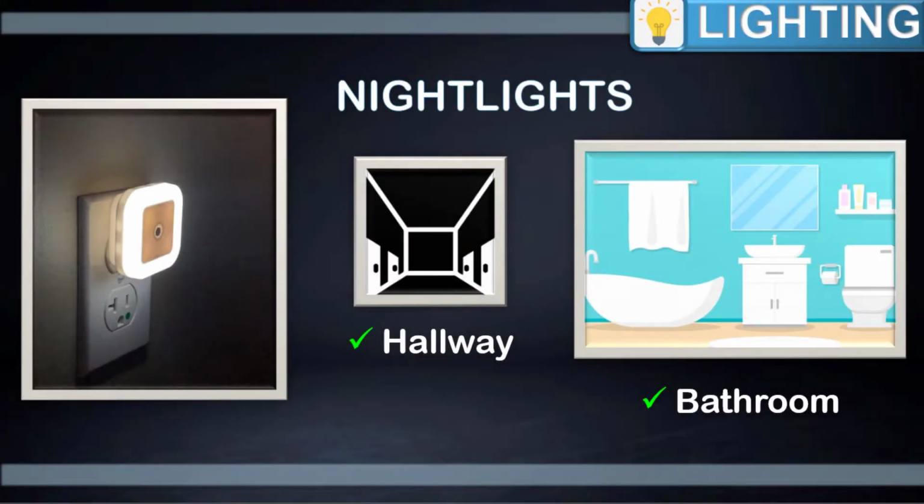Night lights are an easy way to add light because you can put them anywhere there is an outlet, like in hallways or bathrooms, and a nightlight will increase visibility so you can more easily see where you are going, like in a bathroom. And even some night lights are motion activated, so it'll turn on when it detects any movement.